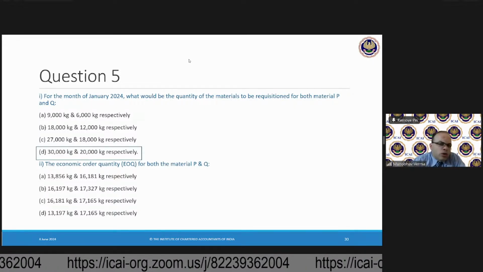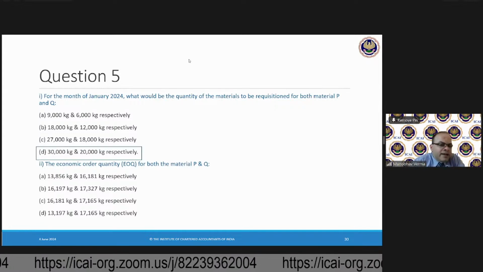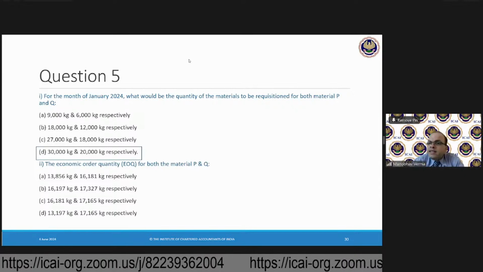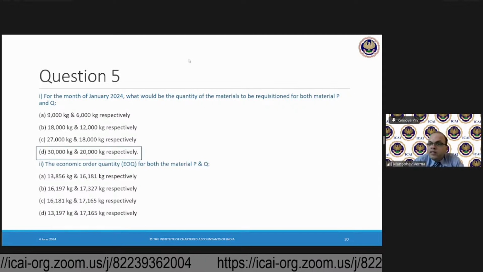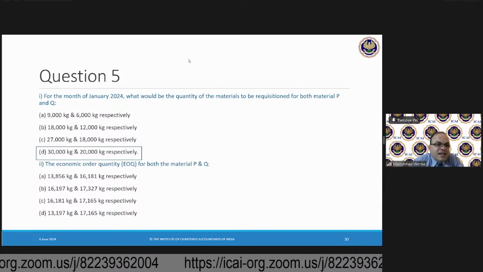Similarly, based on the facts given to us in the question, next question. I'm not solving it right now. You guys can do that later on. I'm just showing you how the case scenario becomes relevant. The next question is basically economic order quantity. That's simply applying the formula based on the numbers given to you.